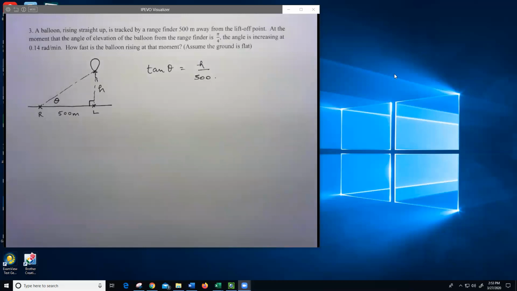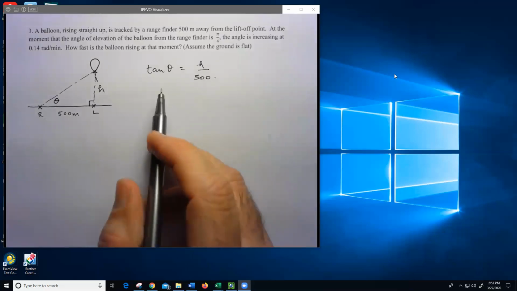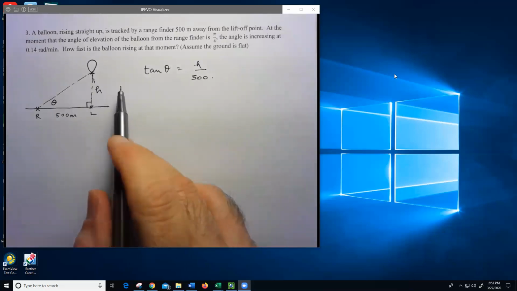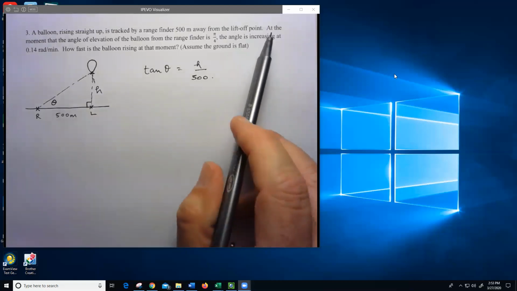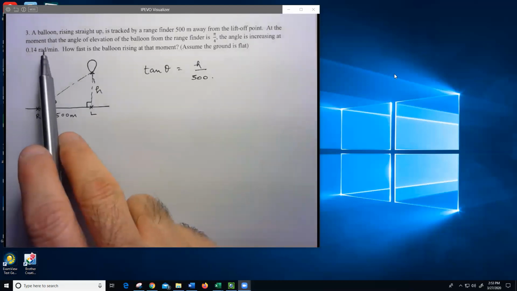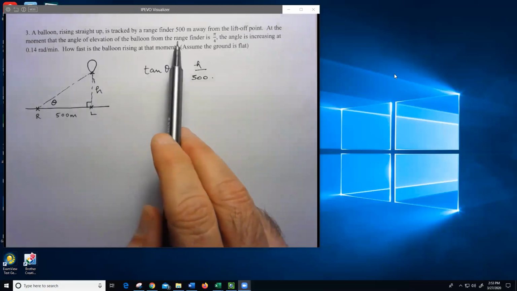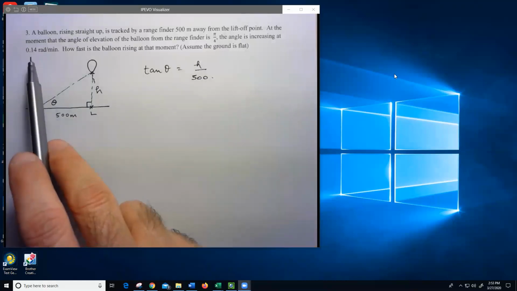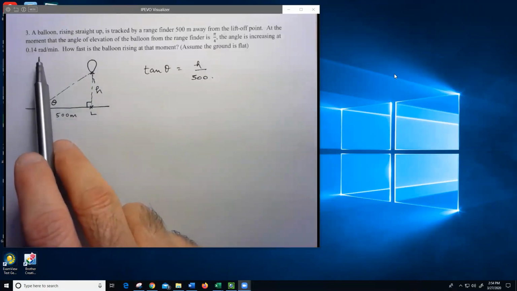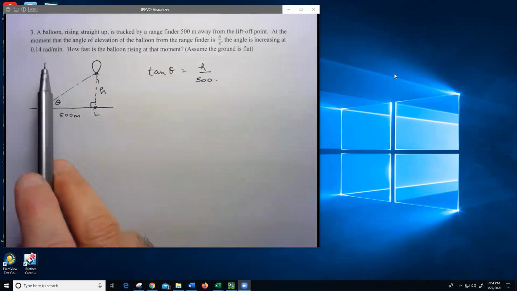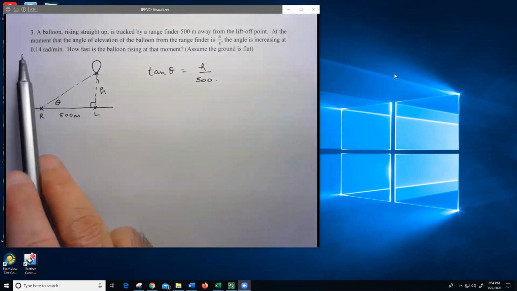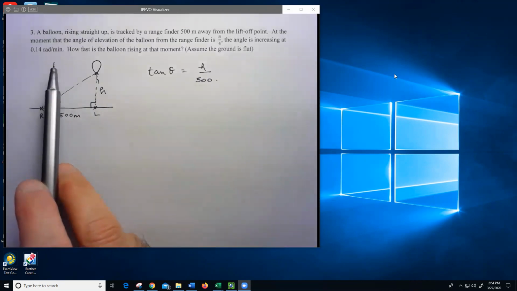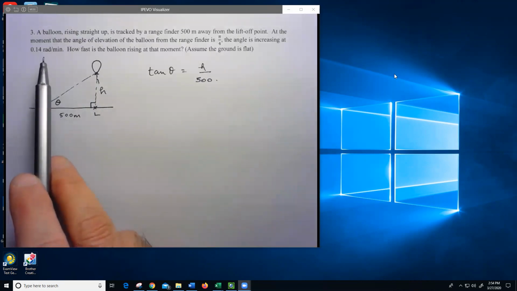Now this is something I do want to talk about. Notice what this says here. It says that at the moment when the angle of elevation of the balloon from the rangefinder is pi over 4, the angle is increasing at 0.14 radians per minute. Can we assume here that this rate is a constant rate? And in fact, why does it not make sense that it would be a constant rate? Why does that make perfect sense?